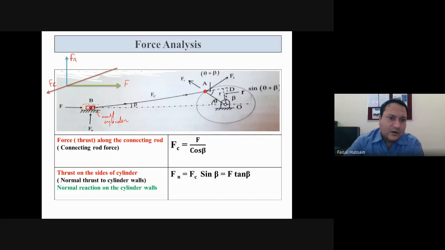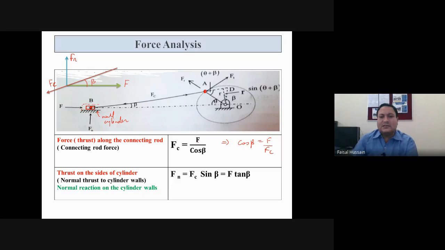Force on the connecting rod or thrust along the connecting rod, or in simple language, connecting rod force. This angle is beta. Okay, a free body diagram is there. Now, the force on the connecting rod, that is the thrust along the connecting rod Fc. So what is Fc? If you draw the trigonometry, you can see that cos beta equals to what? F upon Fc. So what will be Fc? F by cos beta. I've just used the trigonometry rule, nothing else.